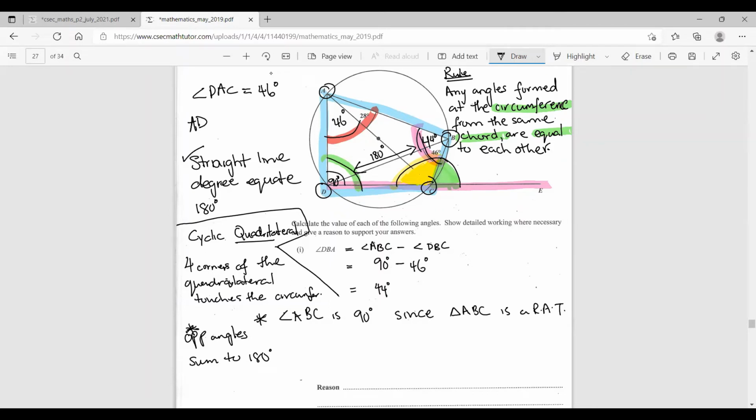Let's try it. 44 plus 46 plus 90 is 180 degrees. And therefore, when you add up the red and the yellow, you should get how much? 180 degrees. So anybody who works it out first, tell me how much will be the part in yellow?